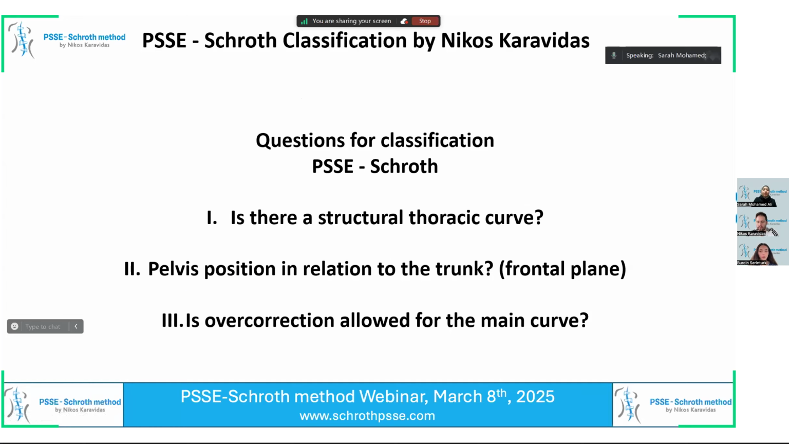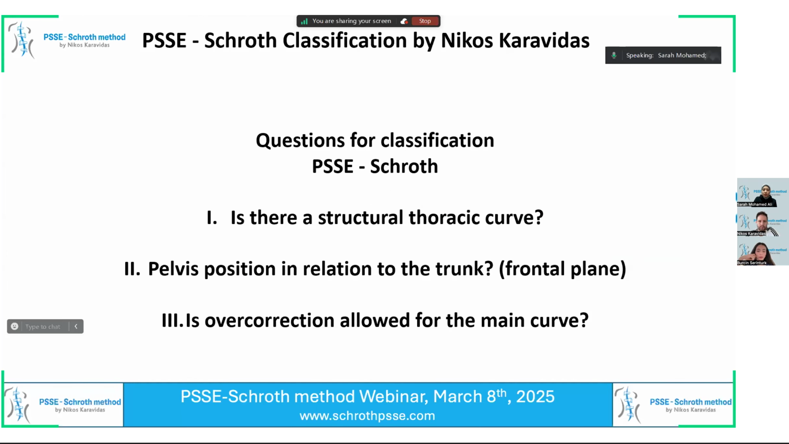Okay. The first question, we answer this question by doing the forward bending test clinically. If, for example, I have a right thoracic curve, I need to confirm if this is a true scoliosis or not. I do the X-ray. When I do the X-ray, I found that there is a rotation of the pedicles and of the vertebra, which means that there is a true scoliosis. Okay. The second question is about the pelvis position in relation to the trunk in the frontal plane, and the third is about the overcorrection.